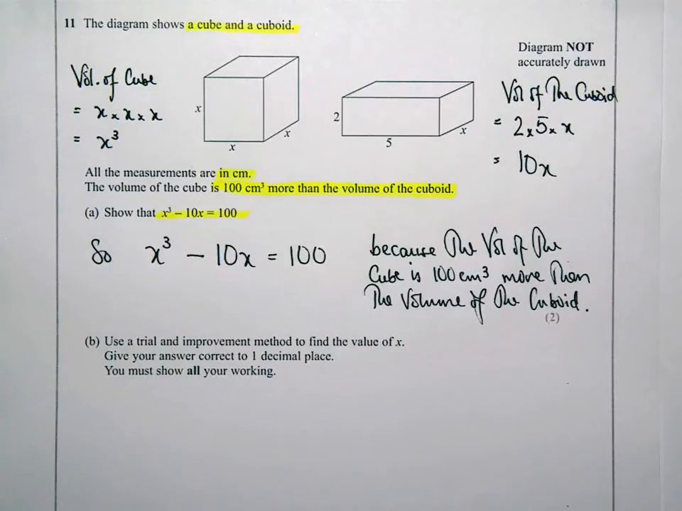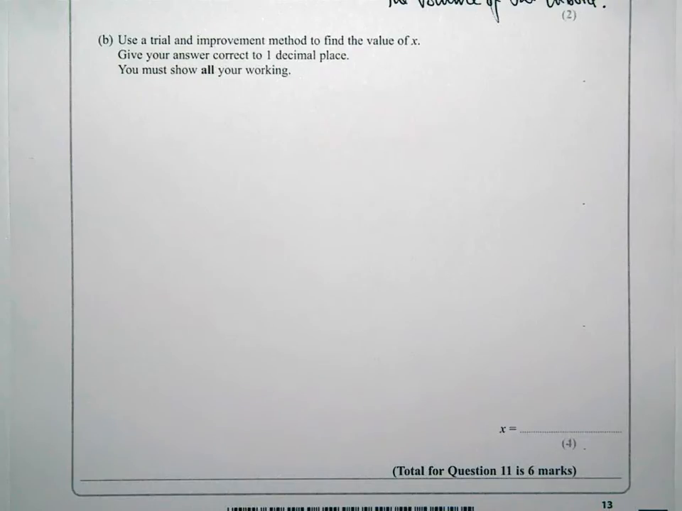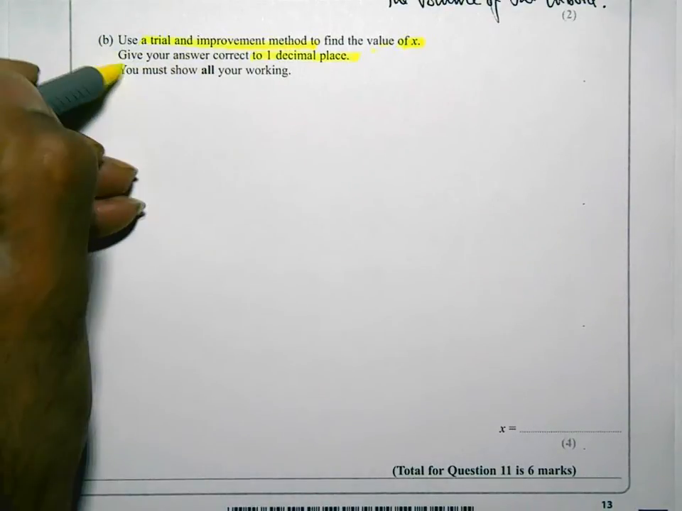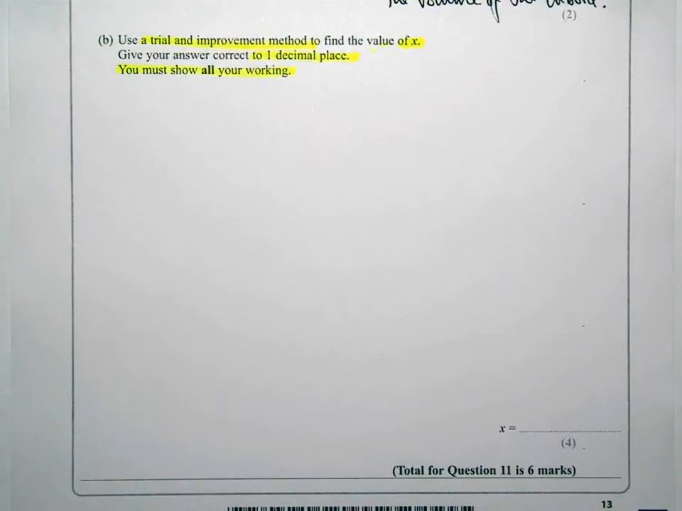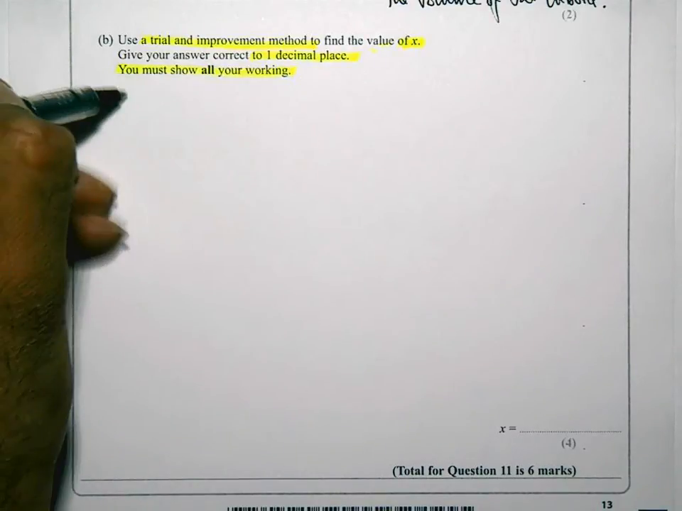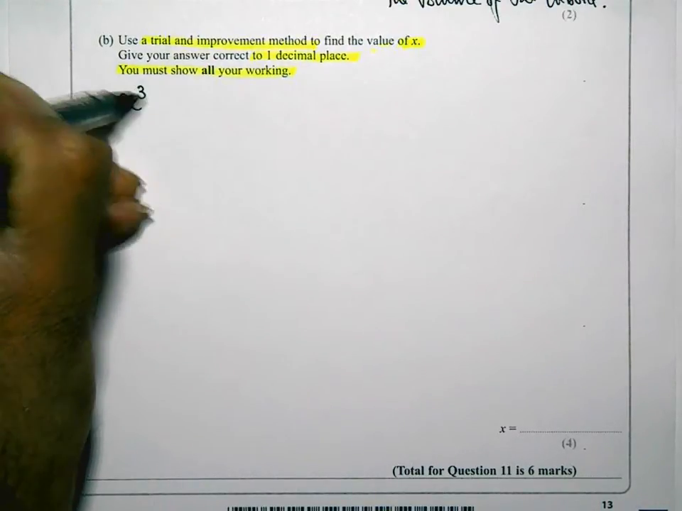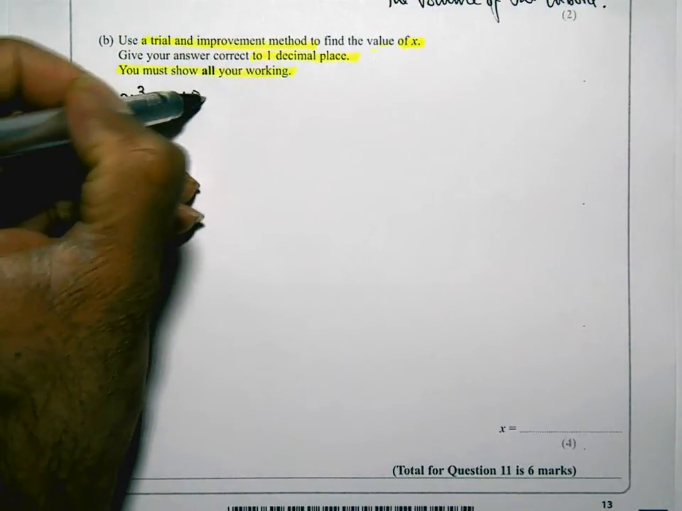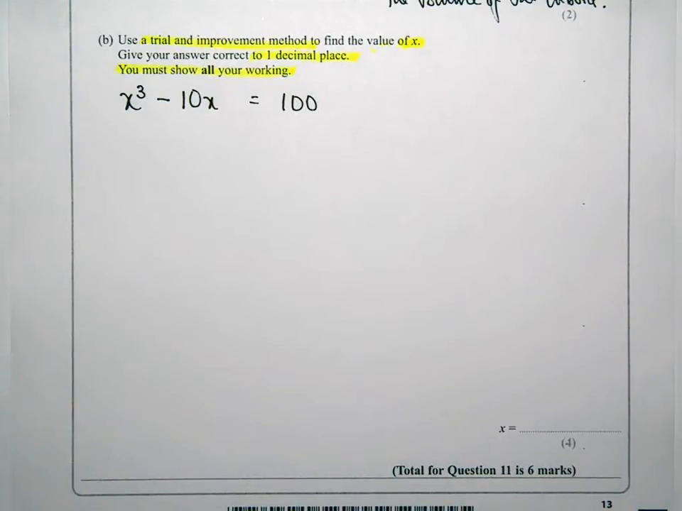Okay, the next part of the question is a trial and improvement question. I'm going to raise the paper upwards. Okay, in part B, the question says, use a trial and improvement method to find the value of x. Give your answer correct to 1 decimal place. You must show all your workings. And the equation that we're trying to work out the value of x for is x cubed minus 10x is equal to 100.